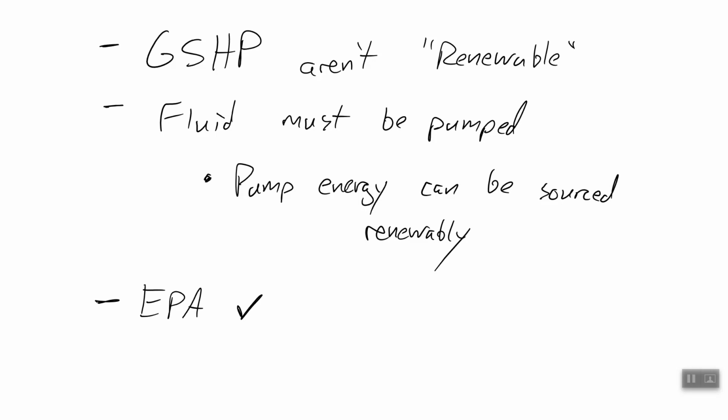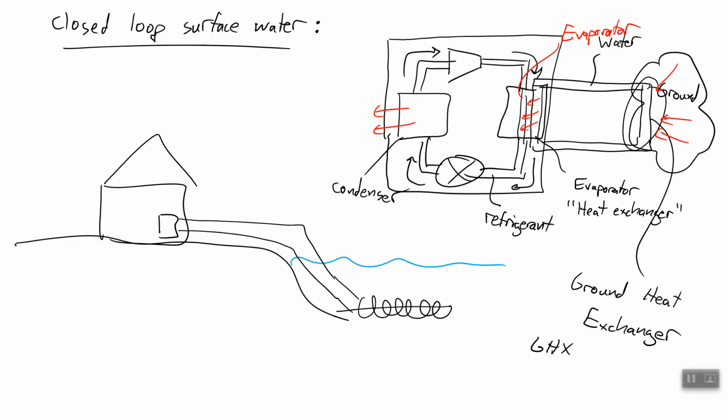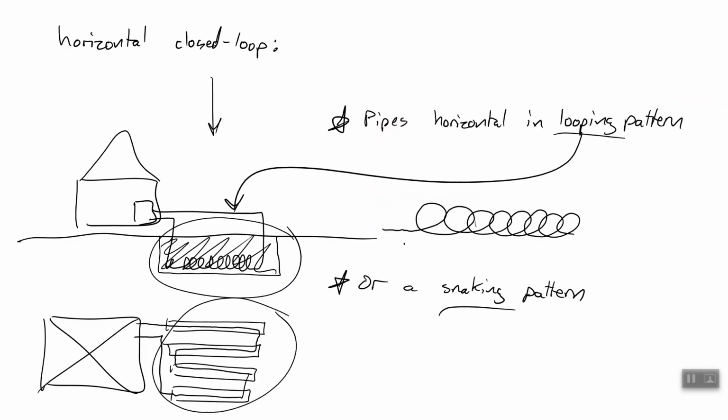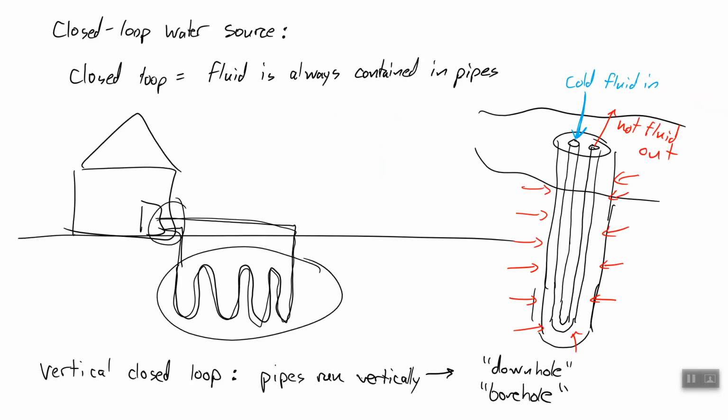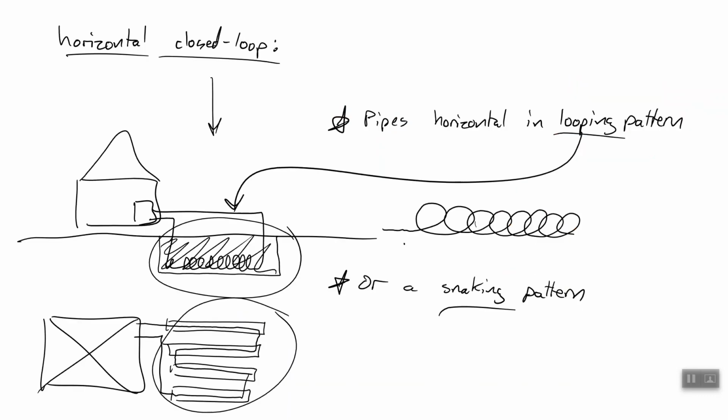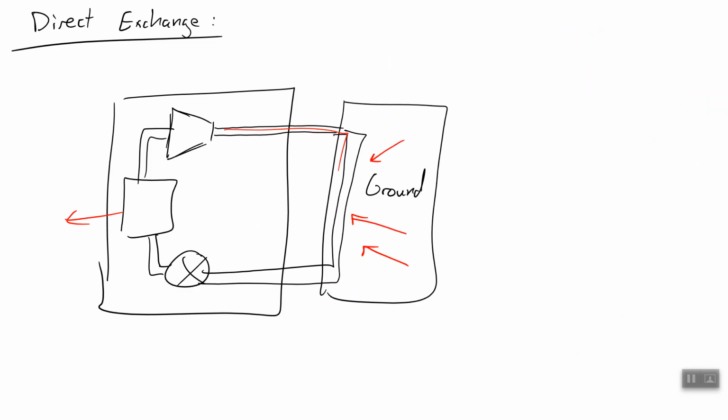All right, let's talk about design rules of thumb for designing our ground heat exchanger, especially for closed loop systems, horizontal and vertical. How many pipes do we need? How deep do we go? Etc. That's what we're going to talk about in this next video.